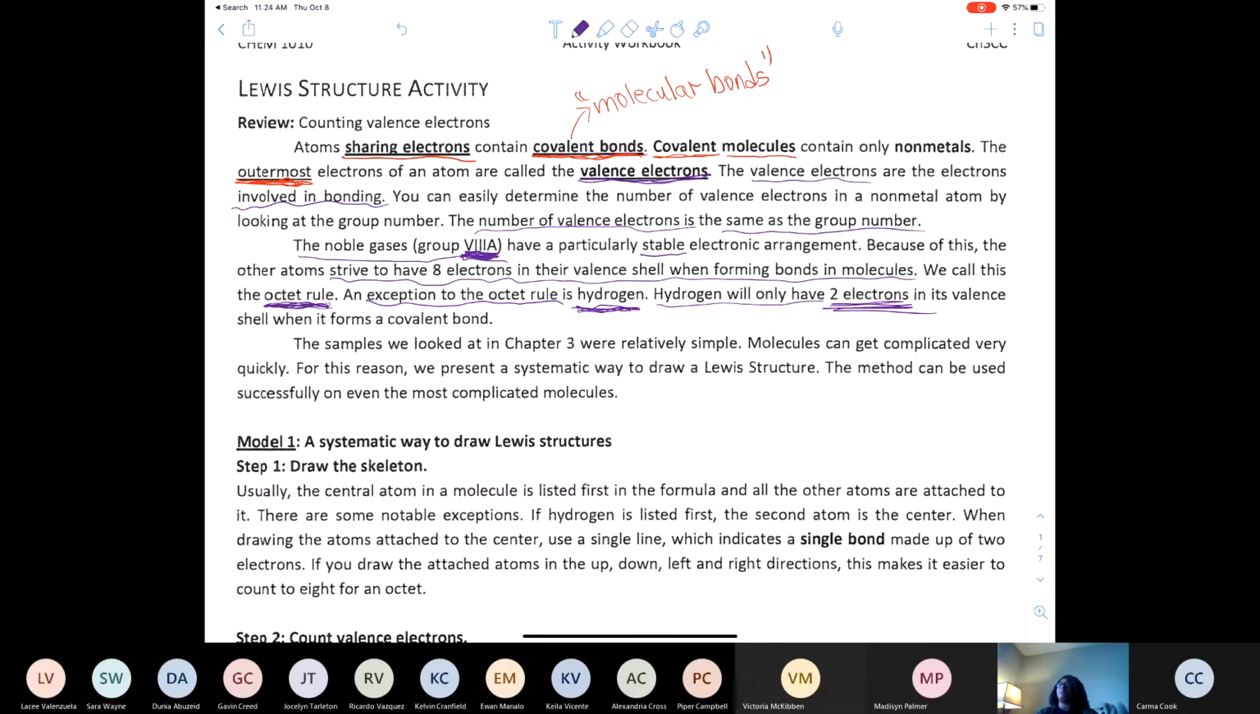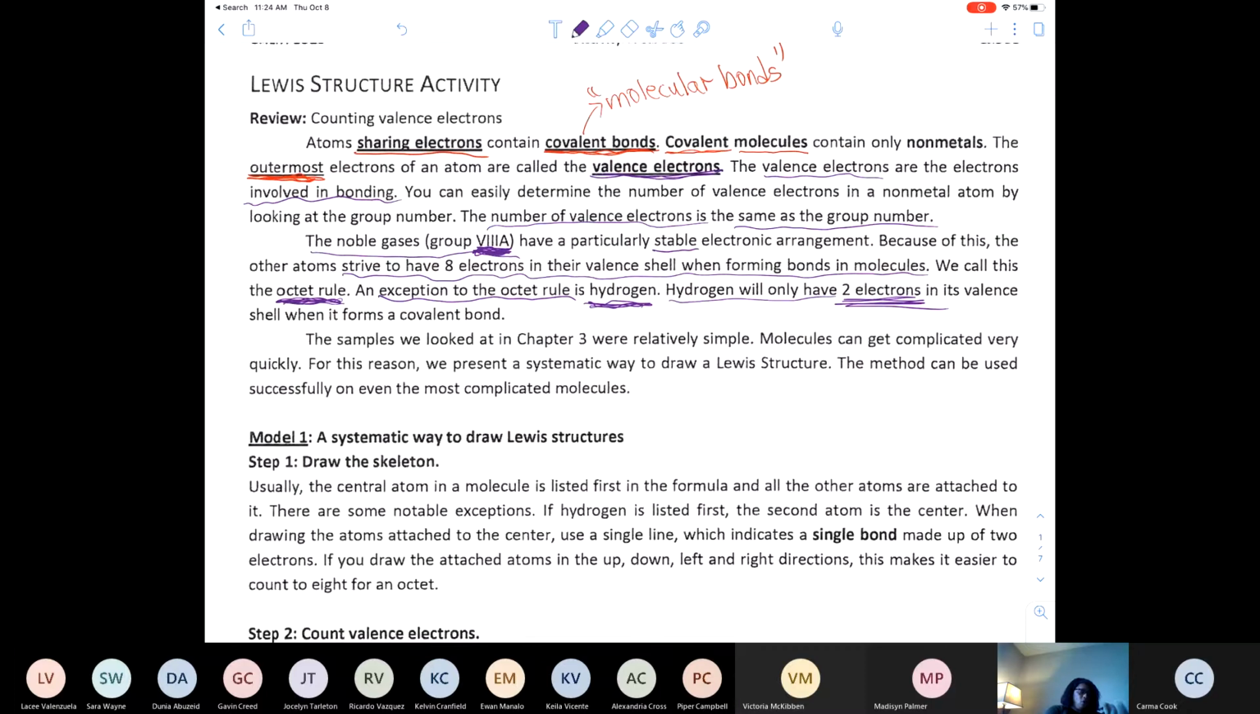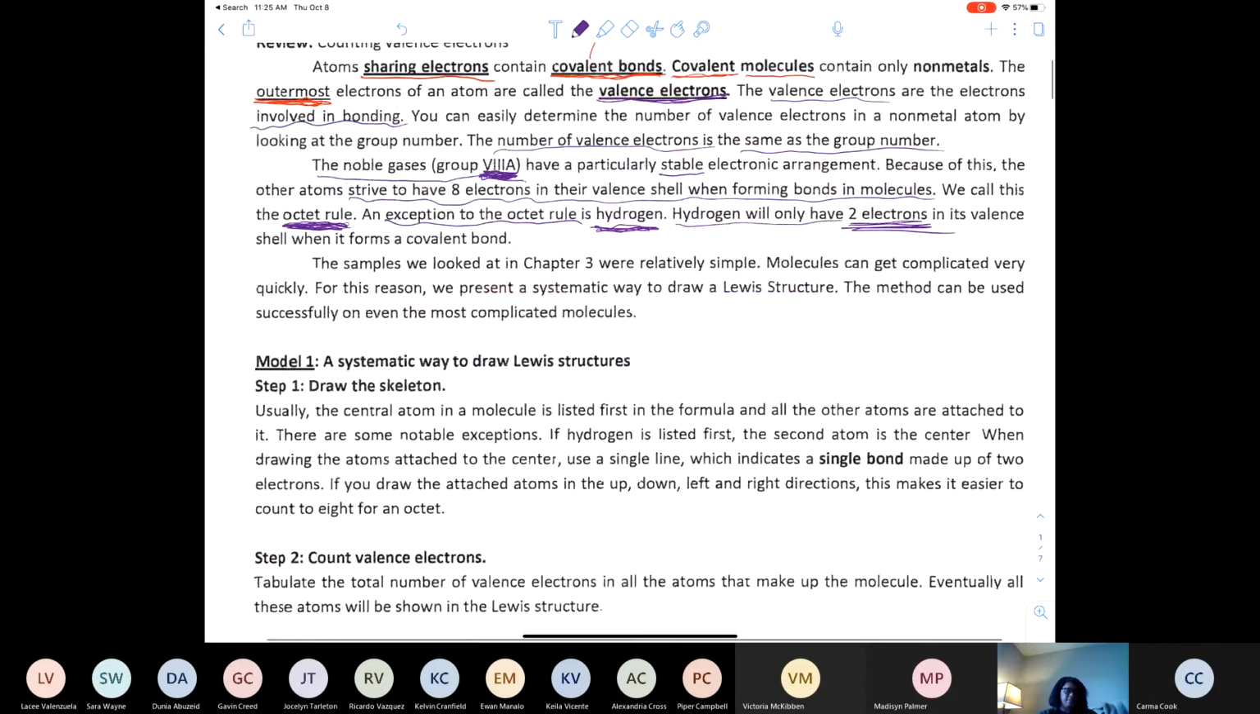Carbon, starting out, is in group 4, so it only has 4 valence electrons. When it makes the bond with the oxygen atom, its goal is to go from having 4 valence electrons to having 8. And that's what the octet rule is. When forming covalent bonds, those nonmetal atoms that are not group 8A atoms have the goal of obtaining 8 valence electrons through the sharing and covalent bonding process.